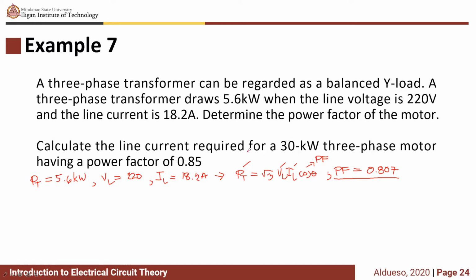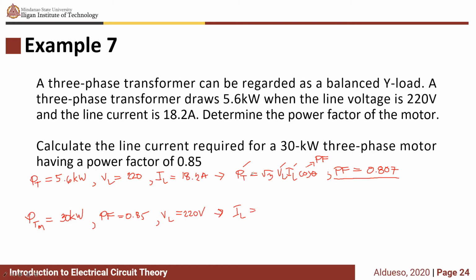Next, calculate the line current required for a three-phase motor having a power factor of 0.85. So this is still connected to this 120 line voltage, same with the balanced three-phase motor. A balanced three-phase motor can be regarded as a balanced load. For the next example, we have the total power of the motor equivalent to 30 kilowatts, and the power factor is 0.85. VL is equivalent to 220 volts. So using the same equation, we can solve directly for the IL.